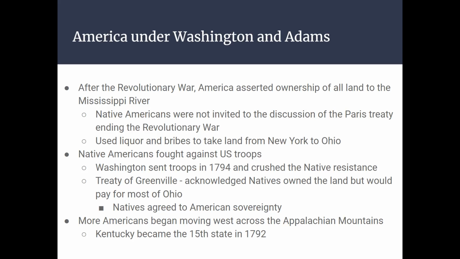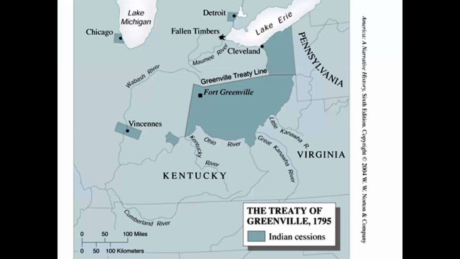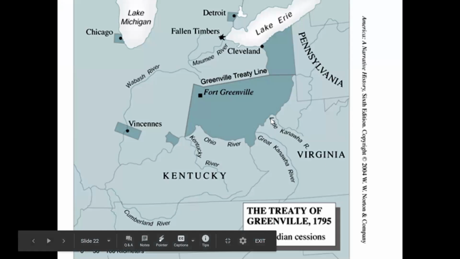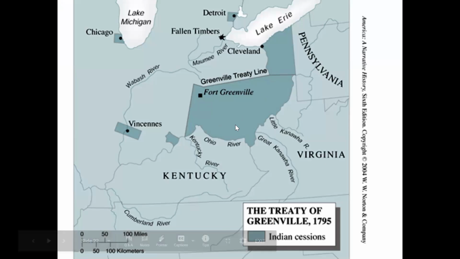And when this happens, more and more Americans are moving across the Appalachian Mountains after the Revolutionary War, leading to Kentucky becoming the 15th state. First one west of the mountains. Here you can see the Treaty of Greenville. This dark green area is land that is given to the United States.